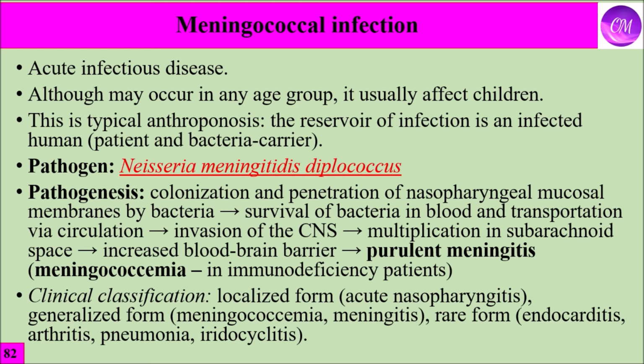Pathogenesis: colonization and penetration of nasopharyngeal mucosal membranes by bacteria, survival of bacteria in blood and transportation via circulation, invasion of the central nervous system, multiplication in subarachnoid space, increased blood-brain barrier permeability, and resulting in purulent meningitis. So meningococcemia occurs in immune deficiency patients. Clinical classifications are the localized form, we call acute nasopharyngitis, generalized form, meningococcemia, meningitis, and rare forms: endocarditis, arthritis, pneumonia, iridocyclitis.